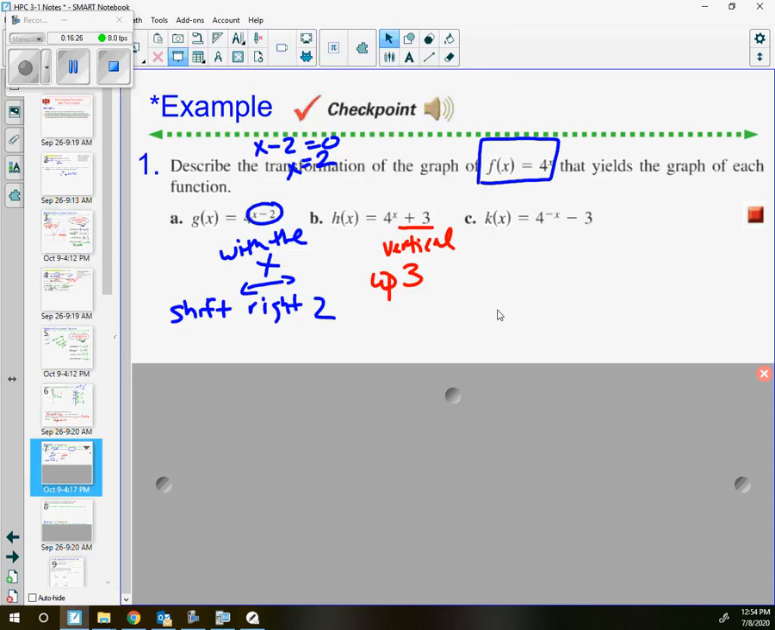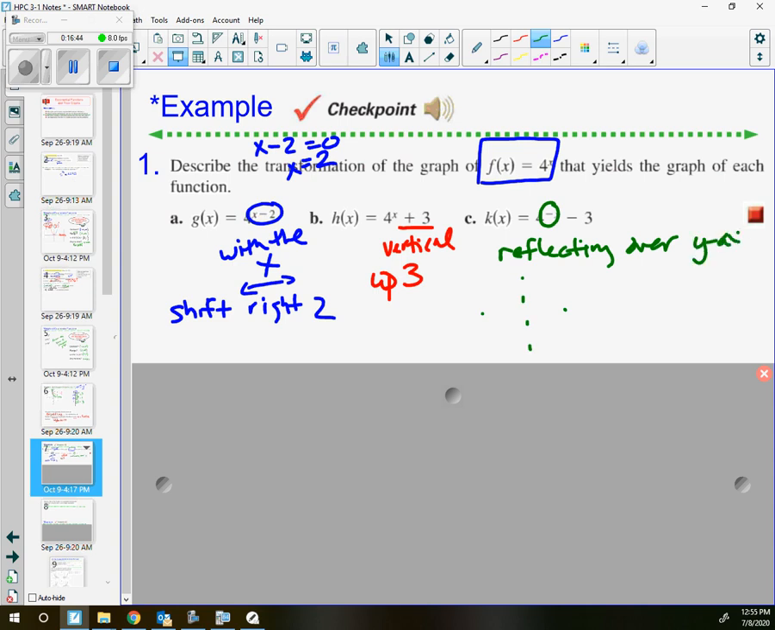All right, let's take a look at this last one for letter C. Let's see what you thought about for this one. The negative with the x. If the x changes sign, that means you are reflecting over what? If your x changes sign, you're reflecting over the y-axis. So you're reflecting over the y-axis.